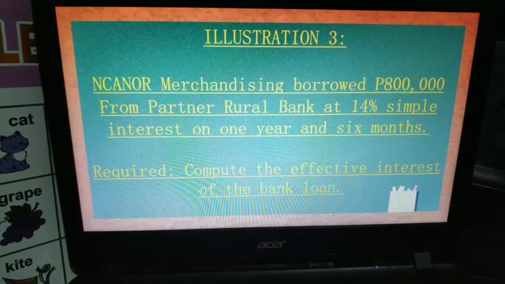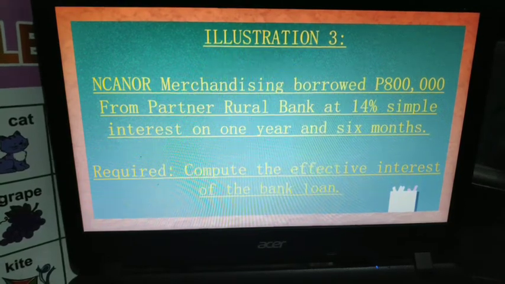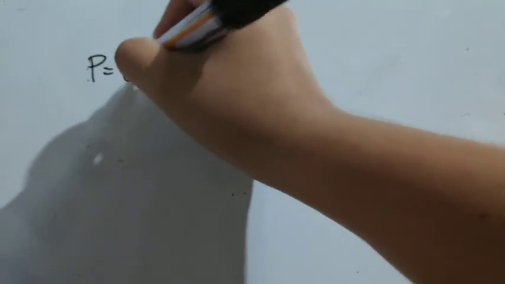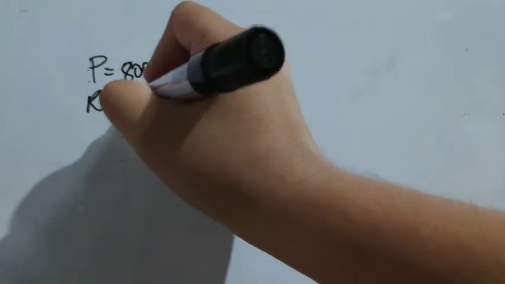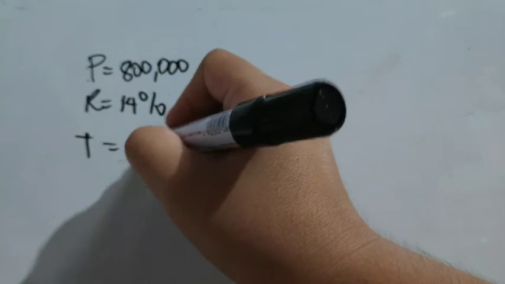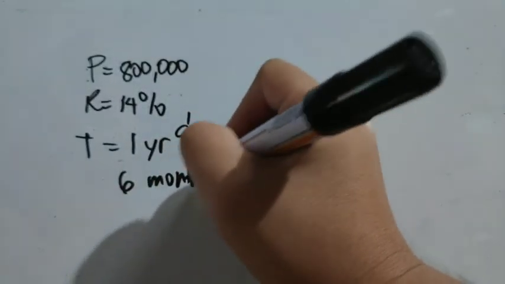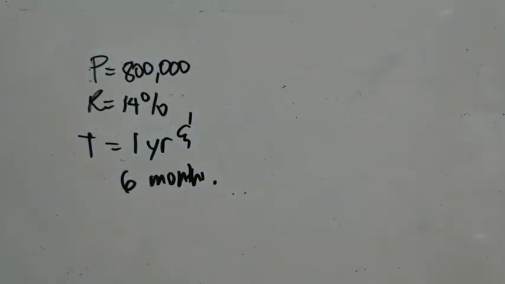Nicanor Merchandising borrowed 800,000 from Partner Rural Bank at 14% simple interest for 1 year and 6 months. Compute the effective interest of the bank. So, identify first the principal, which is 800,000, and then the rate, which is 14%. The time is 1 year and 6 months.